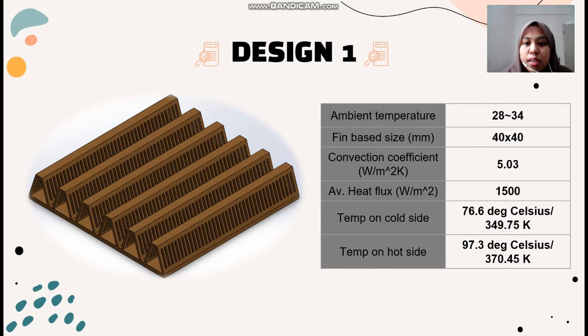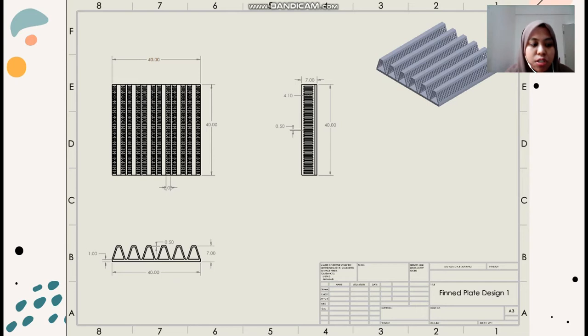Temperature on cold side is 349.75 Kelvin. Temperature on hot side is 370.45 Kelvin. So this is the dimension of our design. You can see the total thickness from fins to base is 7 mm. The thickness of each of the fin is 0.5 mm. Thickness of the base is 1 mm. The length and the width is 40 times 40.